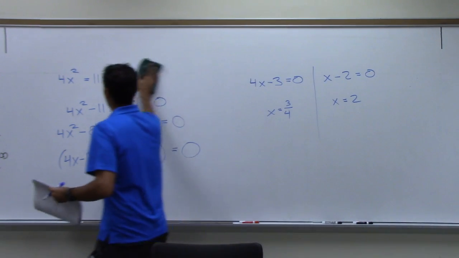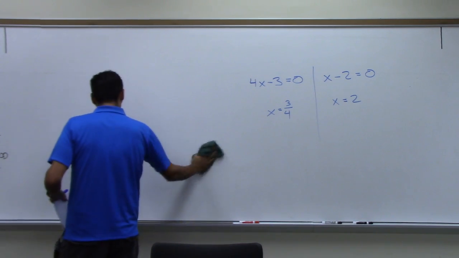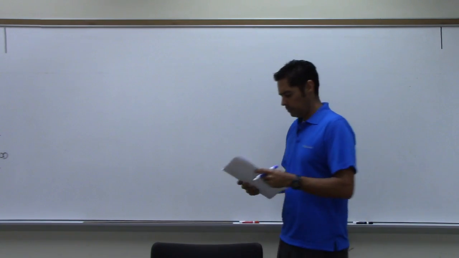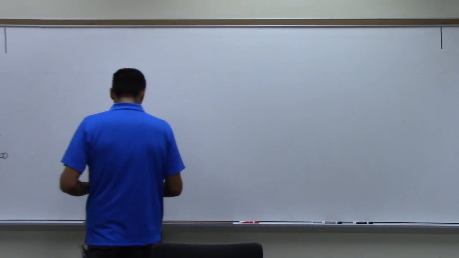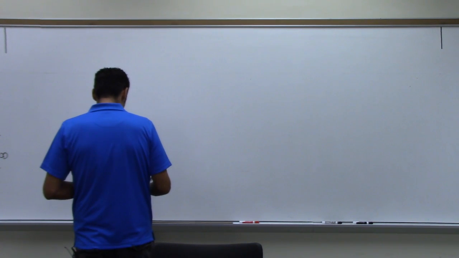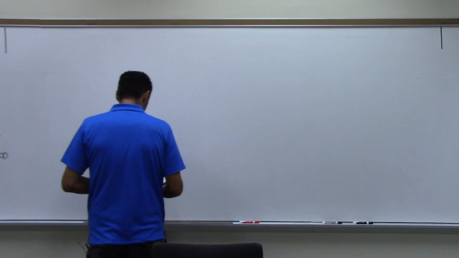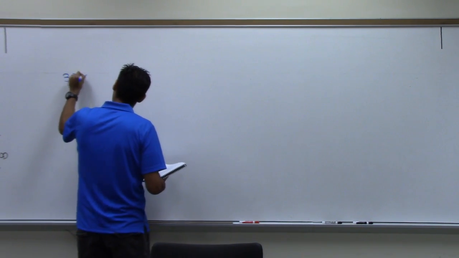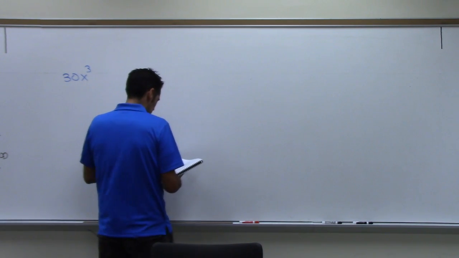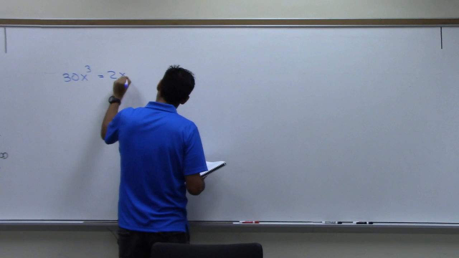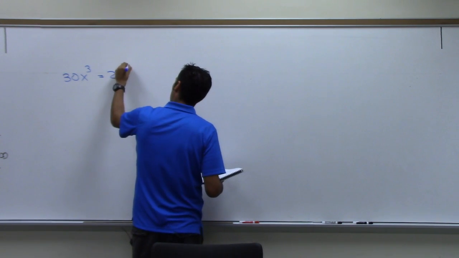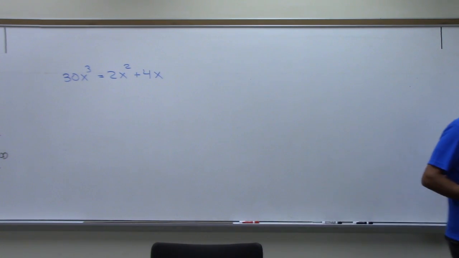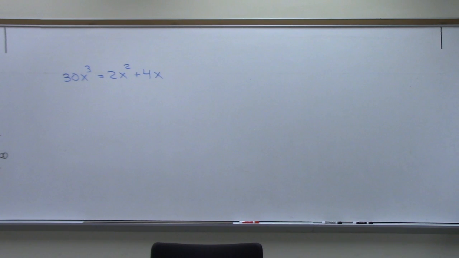One more. 30x cubed equals 2x squared plus 4x. Uh-oh.